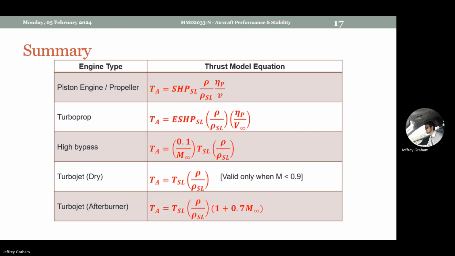Quick summary. So propeller-based aircraft can be given in a thrust, even though they're power-rated engines, and we do that with the quick conversion. The bypass engine is split into two. You've got the bypass itself. You've got the turbojet, which is typically the core. So this is only viable for Mach 0.9 and below. That's because you need the afterburners to get beyond Mach 1, hence the addition to that.